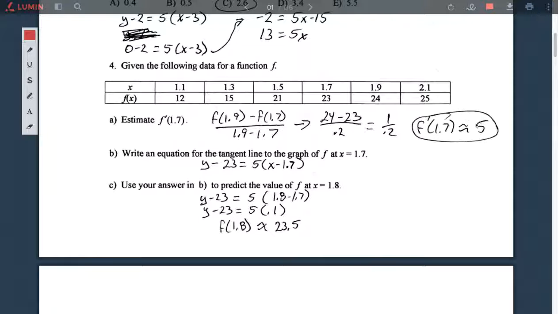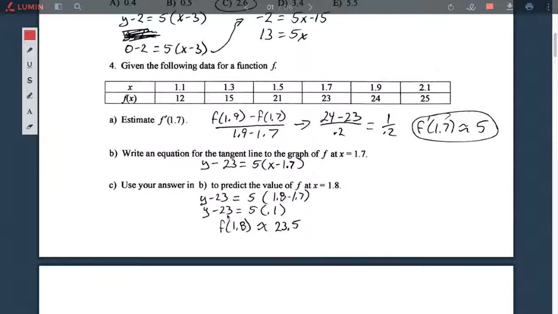So there's an estimation for f prime of 1.7. Then we want to use this estimation to write an equation for the tangent line of f at x equals 1.7. So y minus my y value of 1.7 is 23, x minus my x value, which is 1.7, and then I plug in my estimation from part A. So there's that. Now we want to use part B to predict the value at 1.8. So I'm going to plug 1.8 in for x. So I subtract that, gives me 0.1.